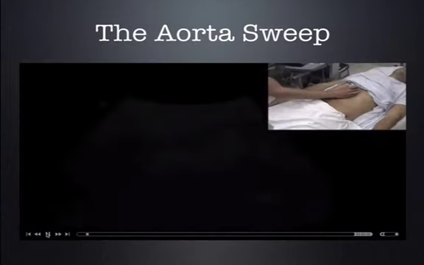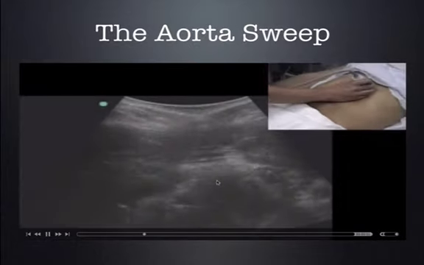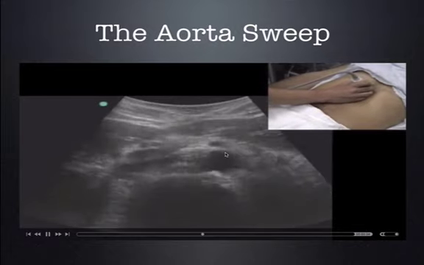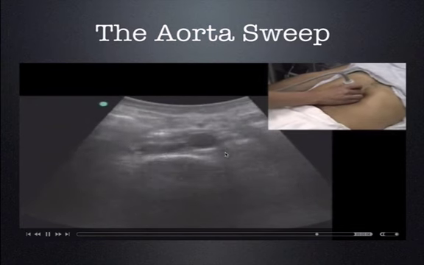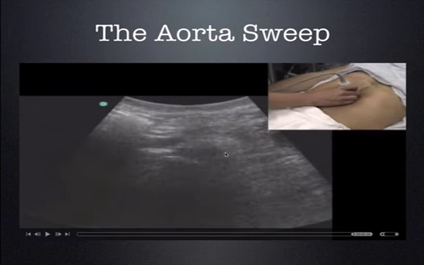One last time. Right here, aorta, we're sweeping down towards the umbilicus, all the way to the bifurcation. And we're going to sweep rapidly, not taking any measurements. You don't have to do any measurements. You could see that that was clearly a normal caliber aorta. You've ruled out AAA with that exam right there.